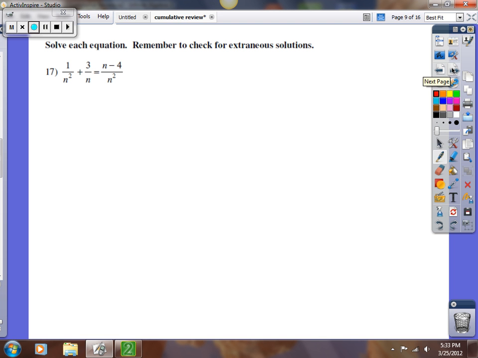17. Okay, just looking at 17 is awful. It's kind of ugly. Solve each equation. And what's ugly is it's fractions. So hopefully you remember a slick way to get rid of your fractions. Look at the denominators, n squared, n, and n squared. And what's going to make our life easy is the LCM, least common multiple. N squared, n, and n squared. The LCM is n squared. That's a number that each of those can go into.